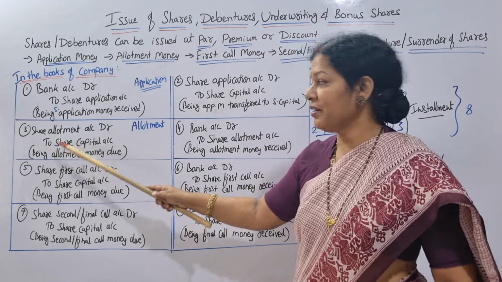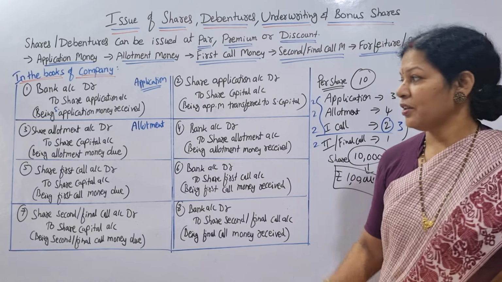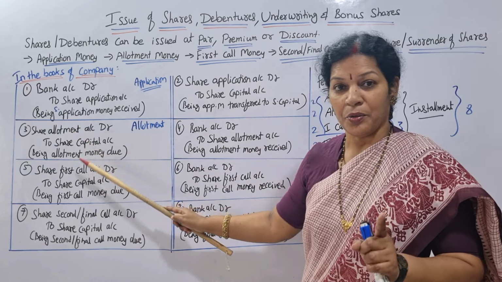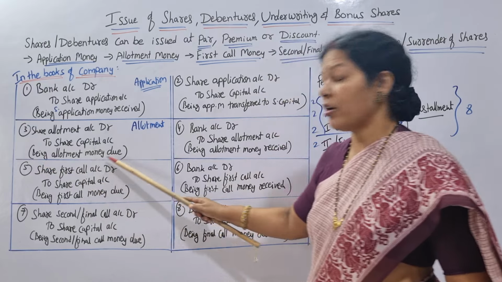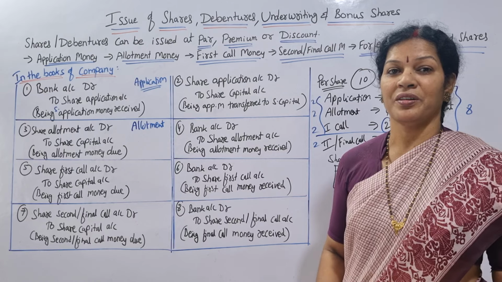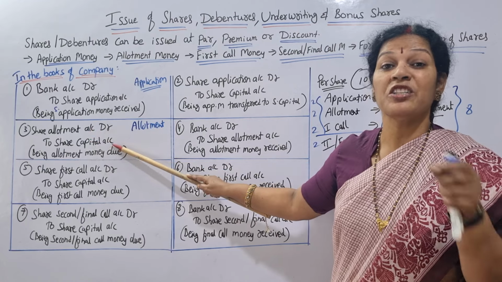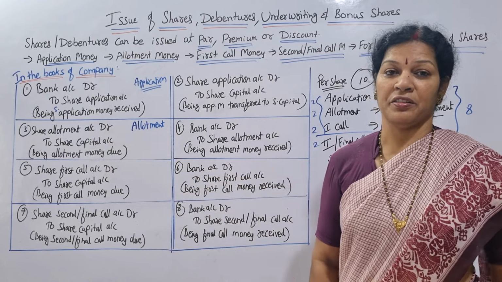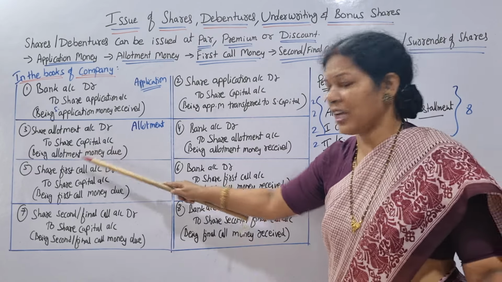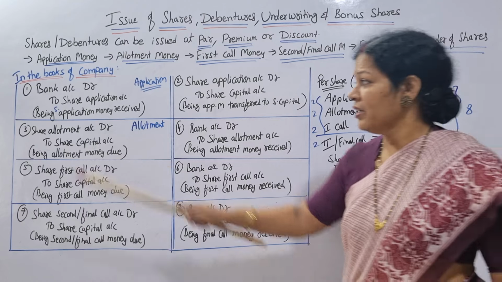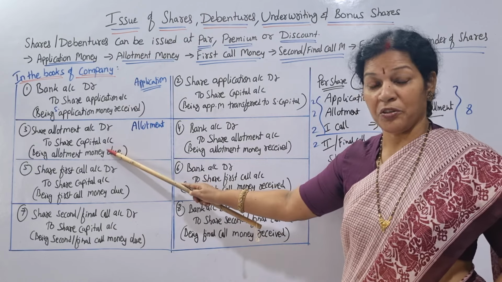Now what is the entry we'll write? Share allotment account debit to share capital account. First entry. So share allotment account debit to share capital account. In narration we'll write being allotment money due. Whenever there is a due, whatever amount is to be received, that will be debited. And on the credit side, always remember share capital account. Okay, share allotment account debit to share capital account.